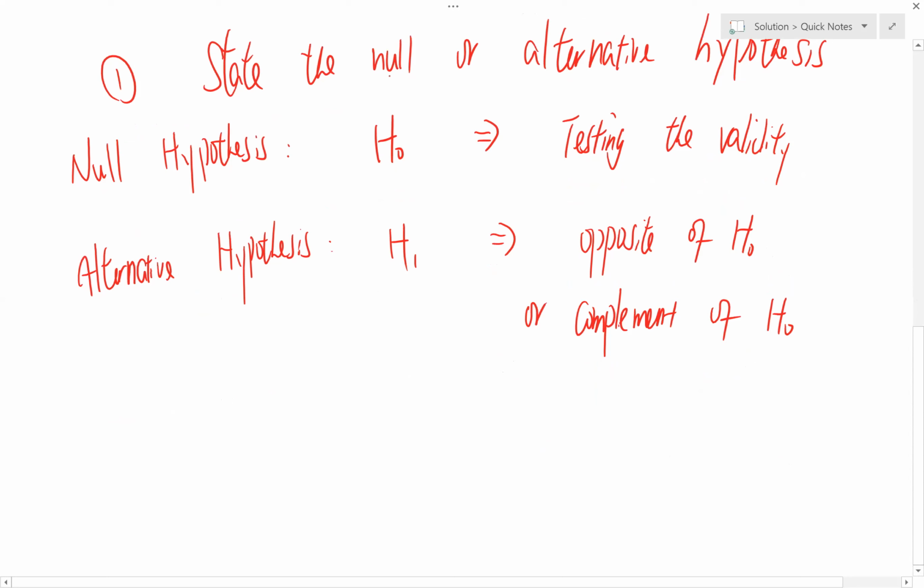Usually one of these will be given in the problem. Or if you work for a company, usually your direct supervisor will tell you what you are trying to test. That shouldn't be an issue; you'll be able to find that. The second step is calculating the test statistic.